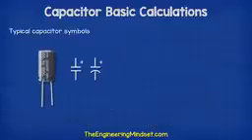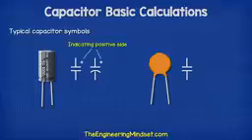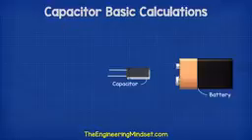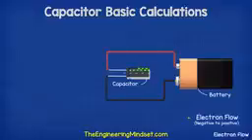These two capacitors are represented with symbols like these. Notice the polarized capacitor has a small plus symbol indicating the positive side. When connecting to a DC supply, the voltage of the battery will push electrons into the capacitor, and so the capacitor charges up to the same voltage as the battery.